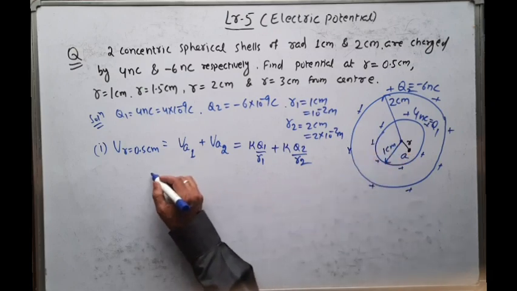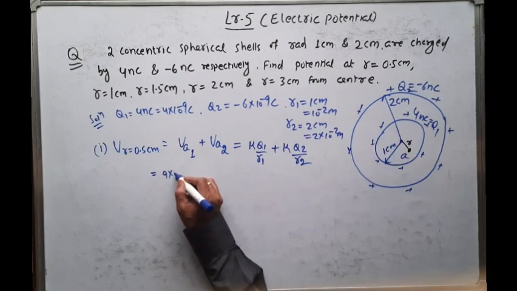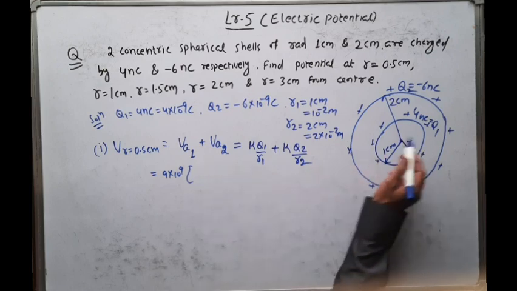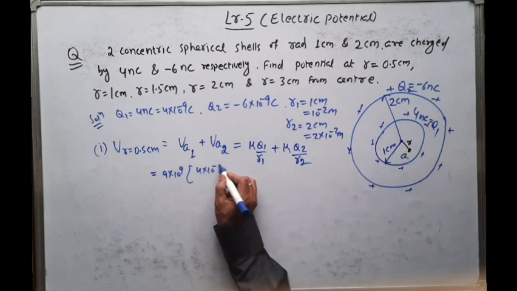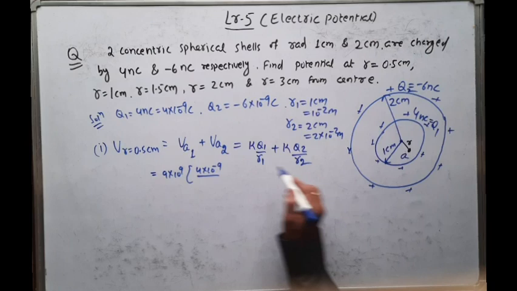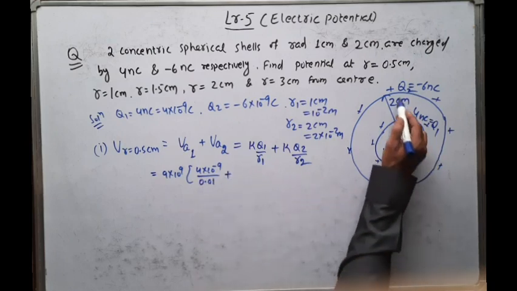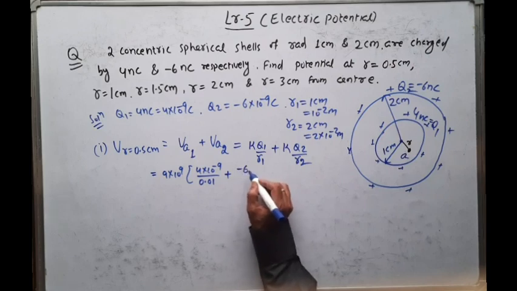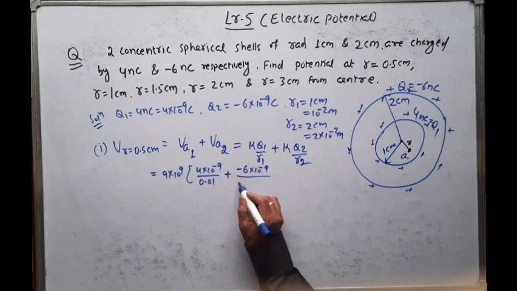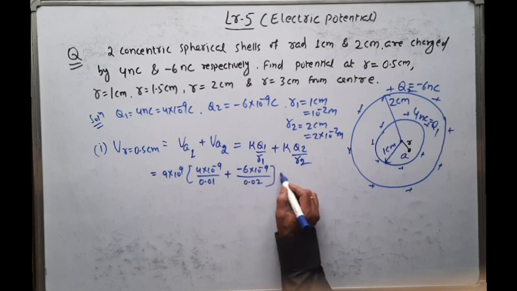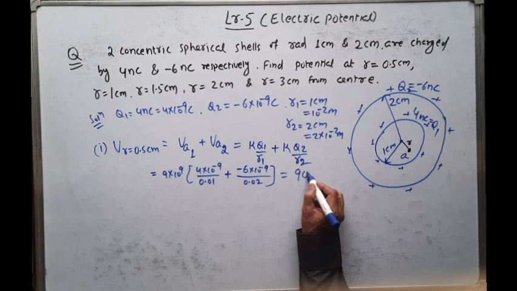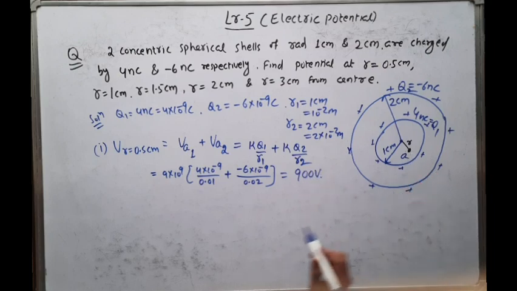2. So that is equal to K, which is 9 into 10 to the power 9, Q1 is equal to 4 nanocoulomb divided by R1, which is 1 centimeter, 0.01 meter, plus Q2. Here you have to take Q2 as -6 nanocoulomb divided by the distance R2, which is 0.02. If we calculate, I think it will come 900 volt. So this is the potential at point A.